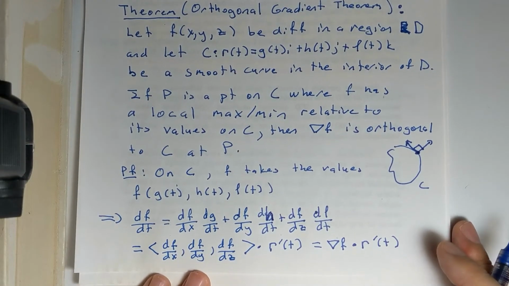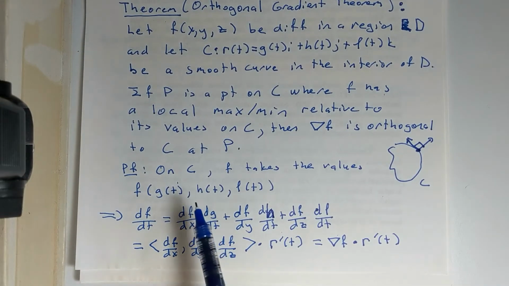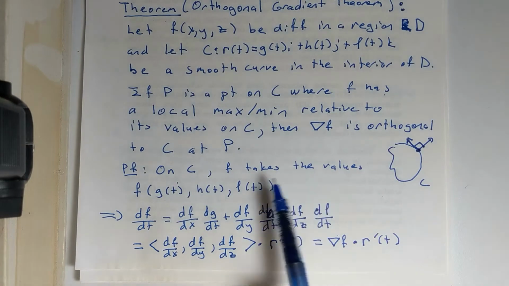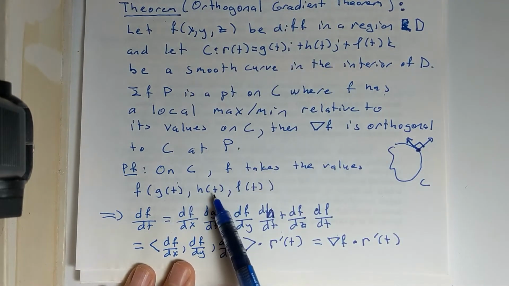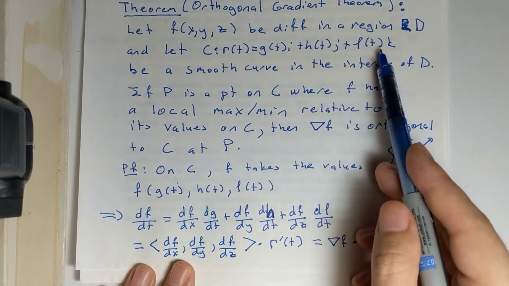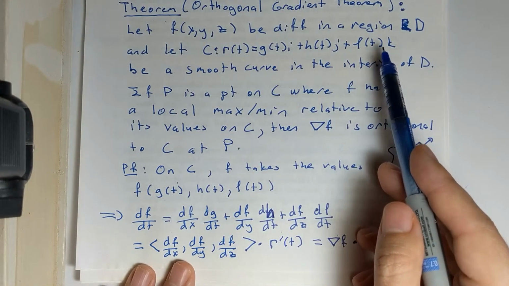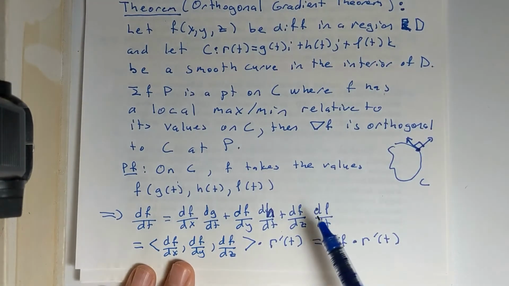Okay, so let's go through the proof of it. It's got a very nice, decent proof. It's not hard. So on C, f takes the values wherever we see x, we plug in g of t. For y, we plug in h of t. And for z, we plug in l of t.